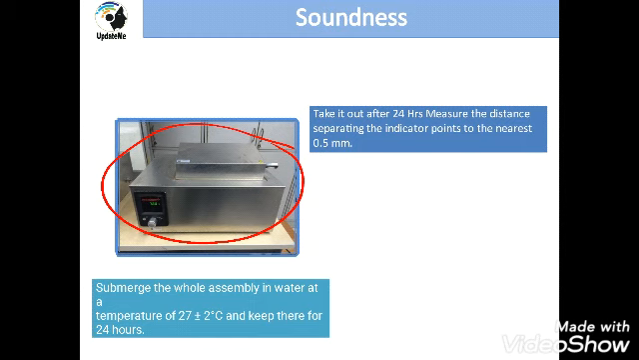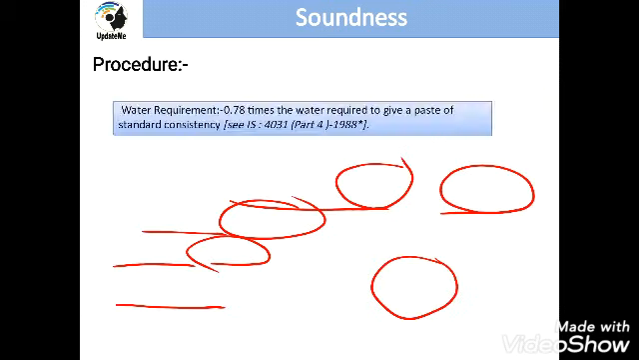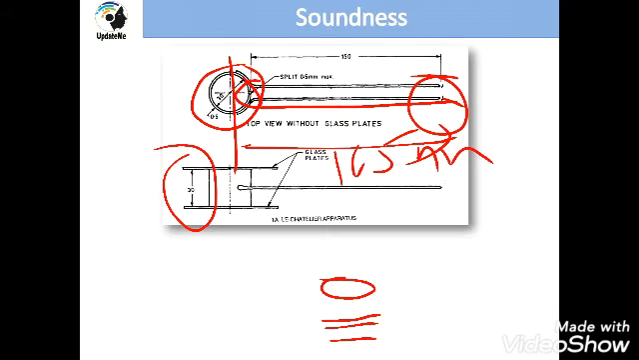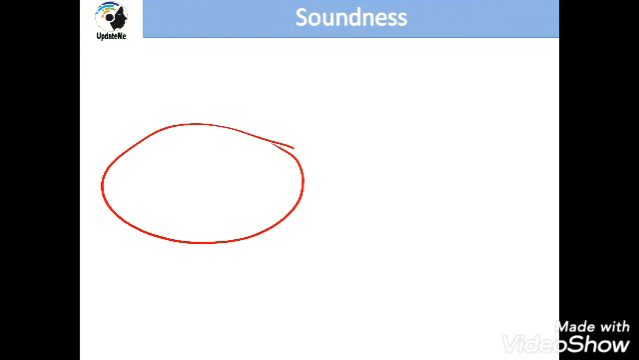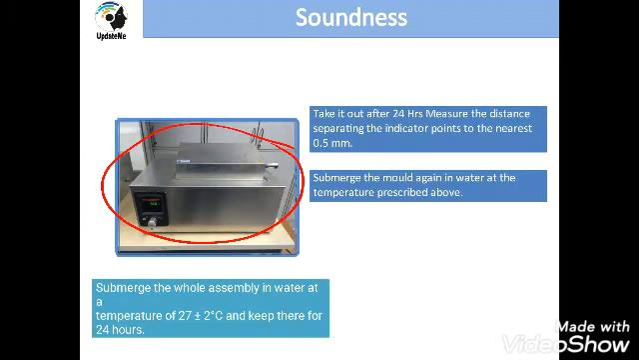Take it out after 24 hours. Measure the distance separating the indicator points to the nearest 0.5 mm. And where is the indicator point? You can see in the previous slide. These are the indicator points. Submerge the mold again in water at the temperature prescribed above. After measuring the distance between the indicating points, we should again keep that assembly in the water bath at 27 degrees centigrade.